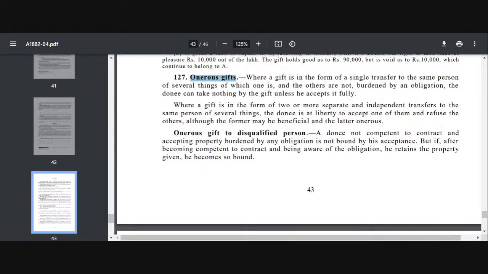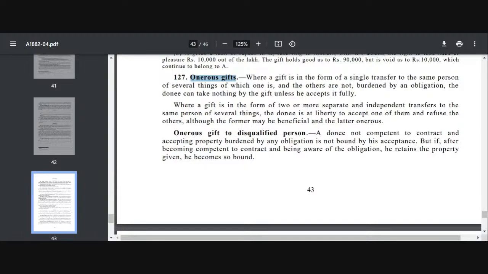So it's a gift of property which is already burdened with liabilities, and it is a non-beneficial property. So what will you do with a property which is already coming with so much liability? So there is a maxim: qui sentit commodum debet sentire onus. That means one who accepts the benefit of a transaction has to also accept the burden. You cannot accept the gift and leave the burden.